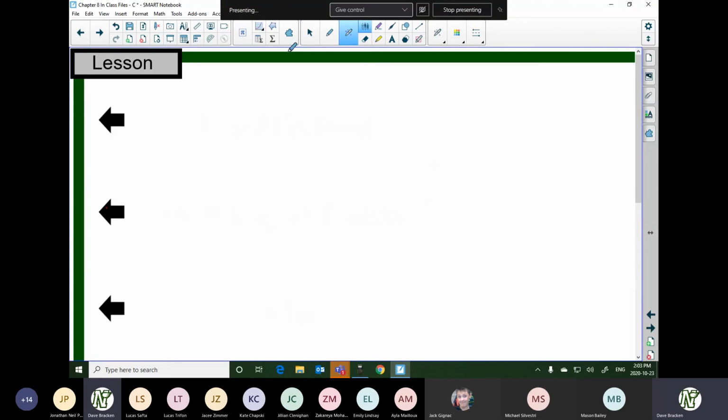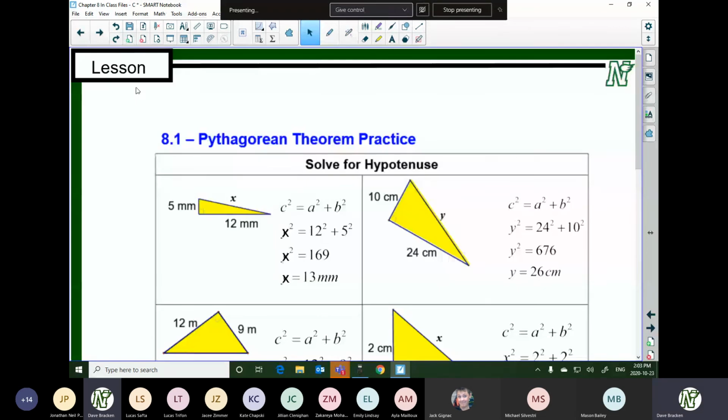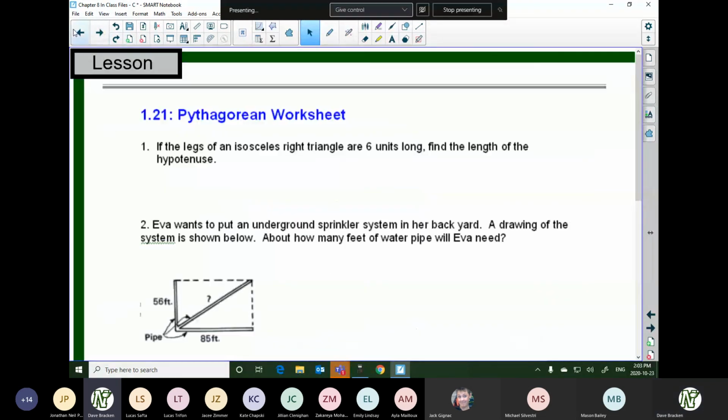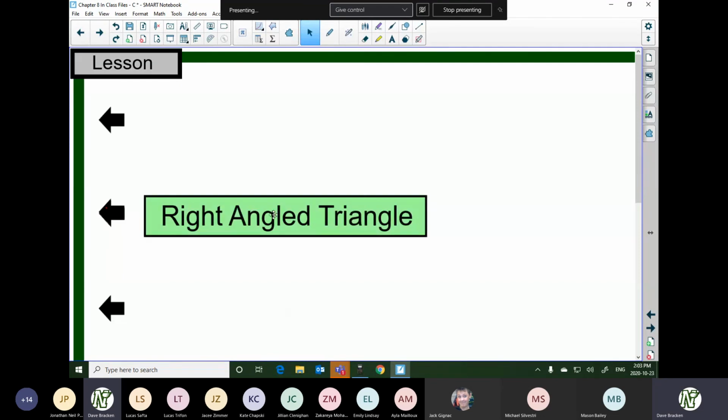So here's where we're headed, okay? Right now, this is what you know: you're given a right angle triangle, and you can use the Pythagorean theorem to solve. Give me a right angle triangle, I'll use the Pythagorean theorem and solve, and that's what you just did on that last page.